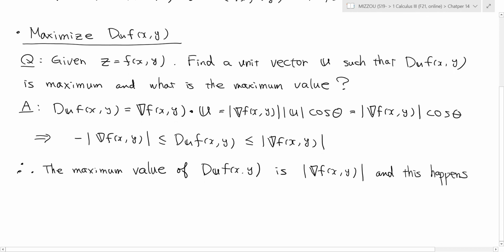So the maximum value of the directional derivative is the magnitude of the gradient. And this happens when cosine is 1, which means that theta is 0. Meaning that the gradient vector and u have the same direction, namely those are parallel.